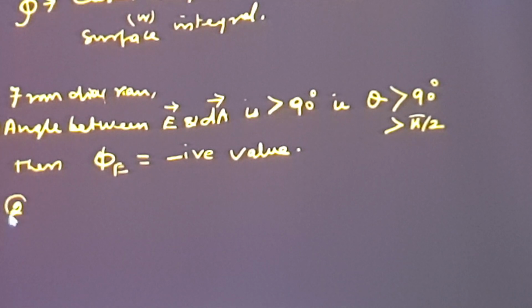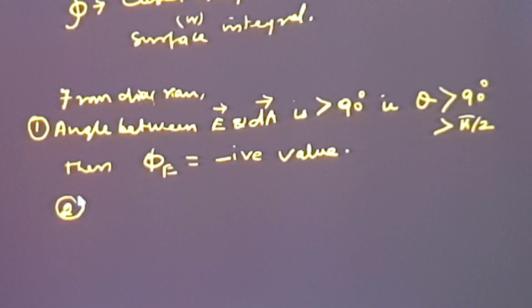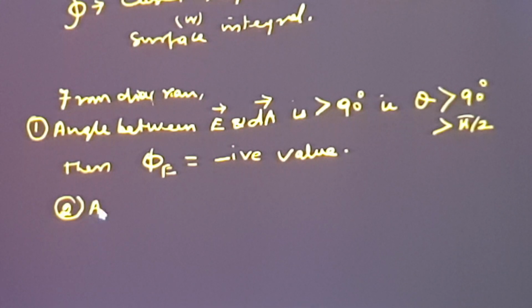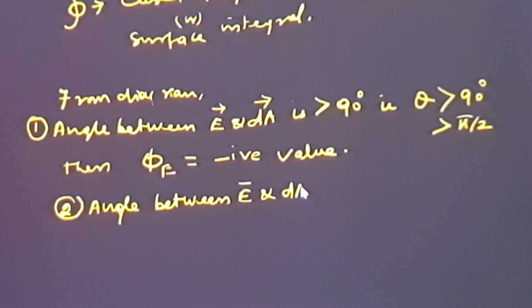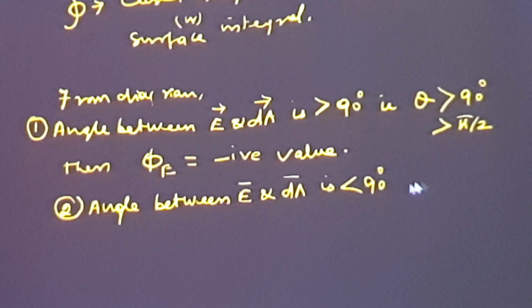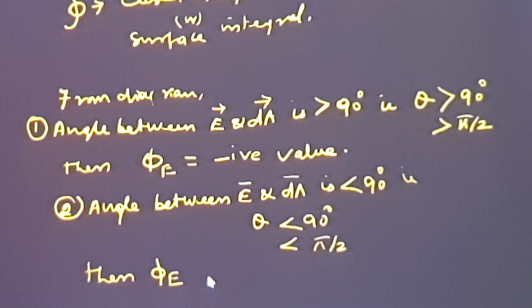Similarly, let us take the second point. What is point number 2? When you are considering point number 2, again let us write a similar part. The angle between the E vector and the dA vector is less than 90 on the right hand side. That is, theta less than 90 degrees or theta less than pi by 2 radian. Then we can say the flux phi E is considered to be a positive value.